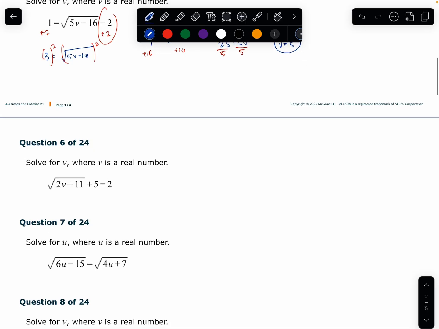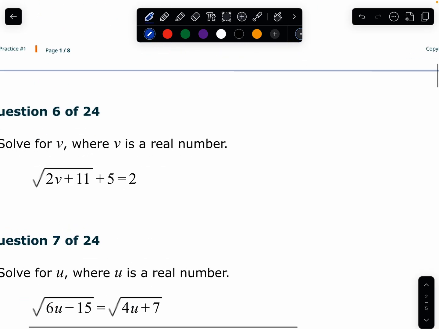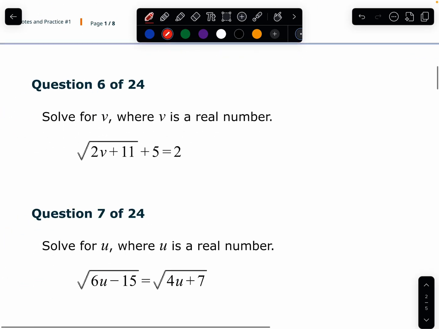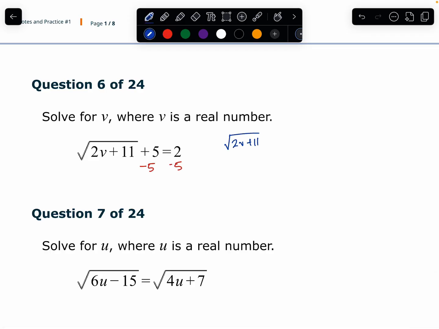For 6, same deal. We'll subtract 5 and subtract 5. We'll get the square root of 2v plus 11, and that's going to be equal to -3. Now this is a problem. We have a square root with a variable in it equal to a negative number. So this means that we're going to have a no solution answer. No solution.